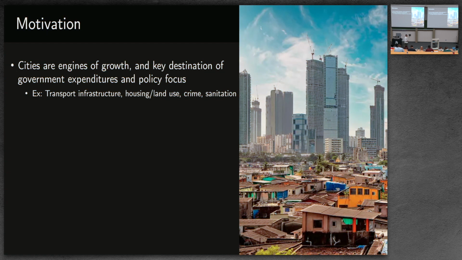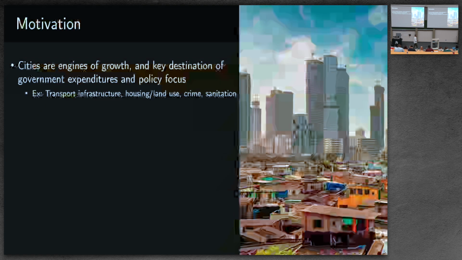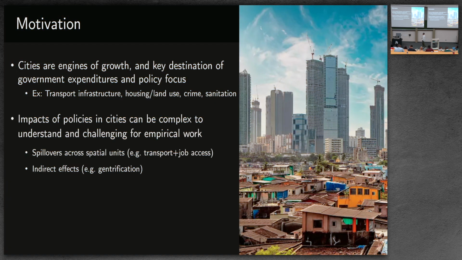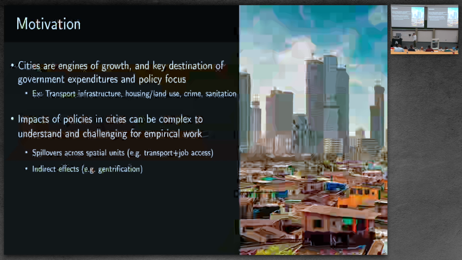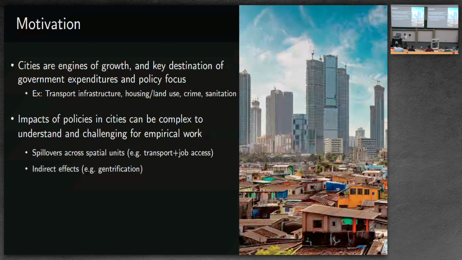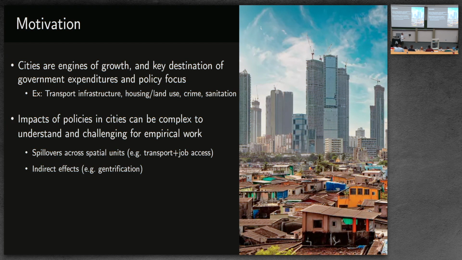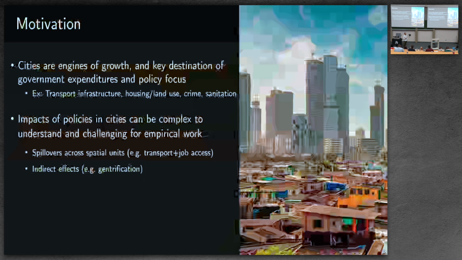Okay, so as motivation, as all of us in the room probably agree, by the fact that we're here, we know that cities are engines of economic growth, and they're a key destination of a lot of government expenditure and a lot of policy focus. You can think about the amount of dollars that go towards transport infrastructure, but also other forms of policy like housing and land use, crime and sanitation, and so on. And the starting point for these spatial models is to recognize that the impacts of these policies within cities can be complex to understand and challenging for empirical work.